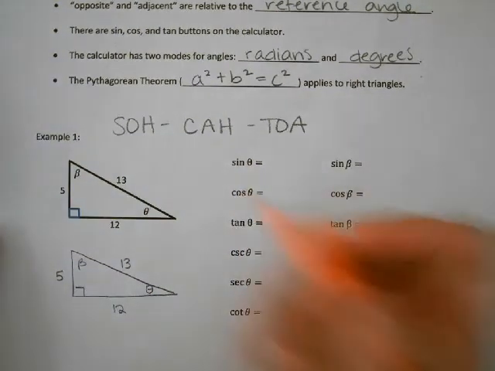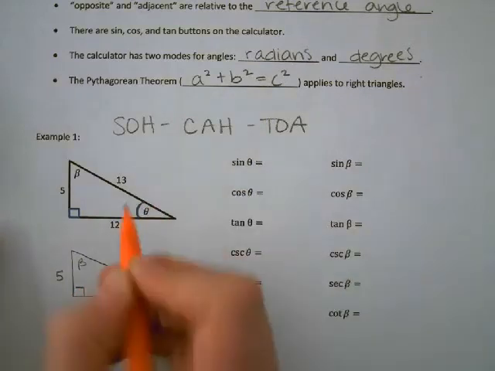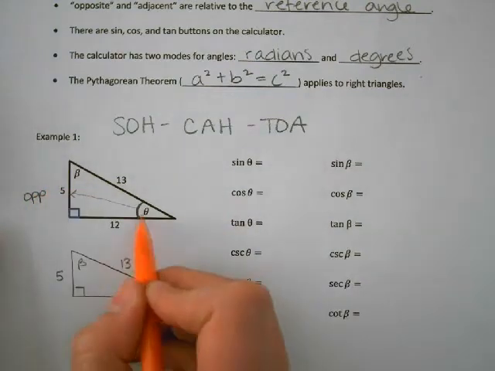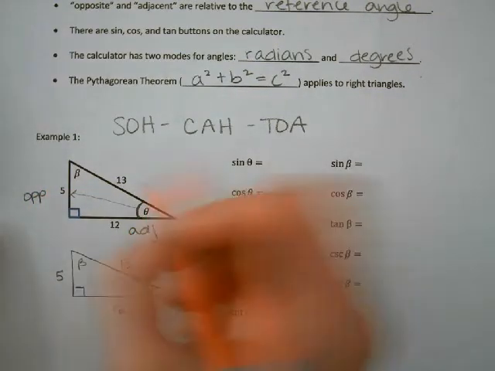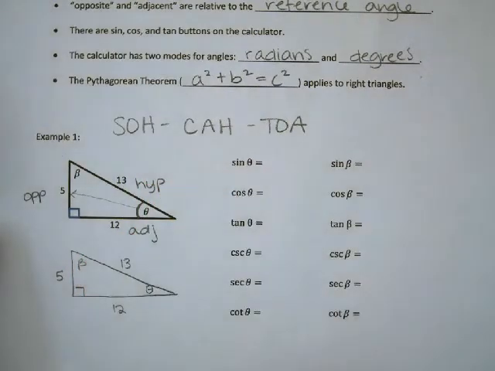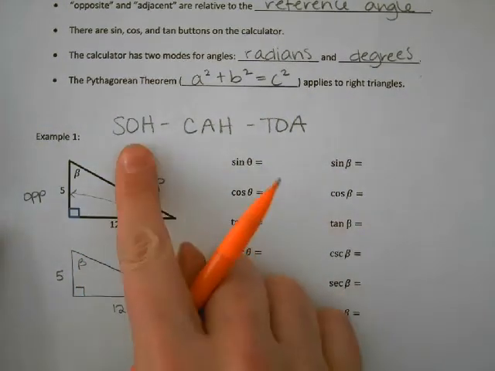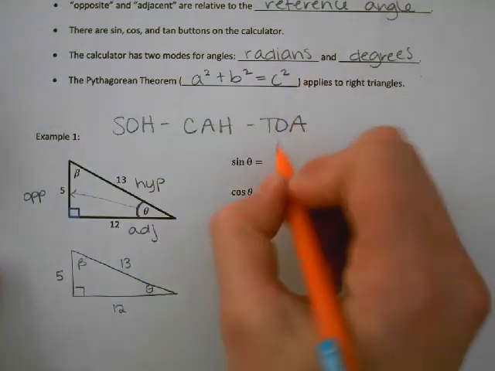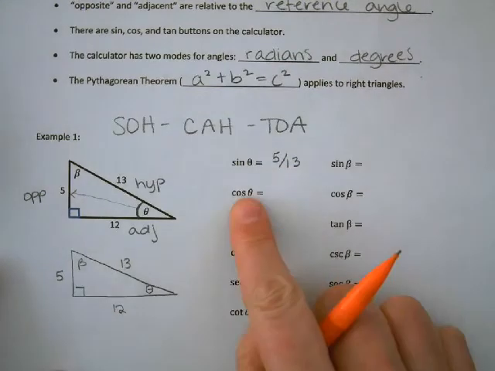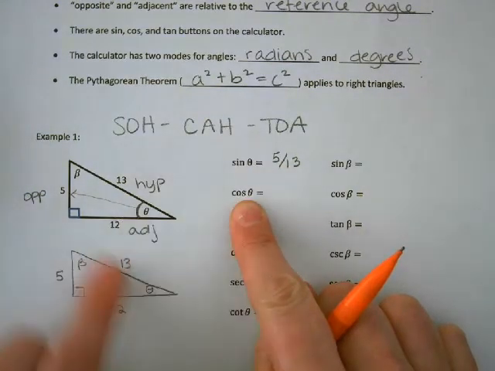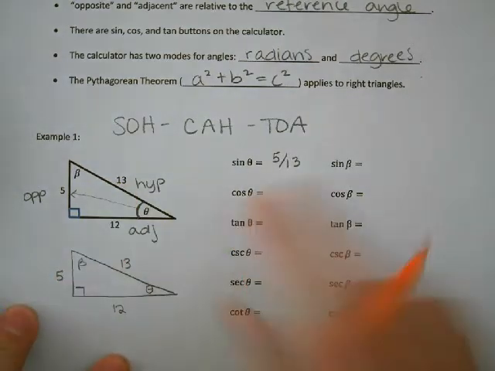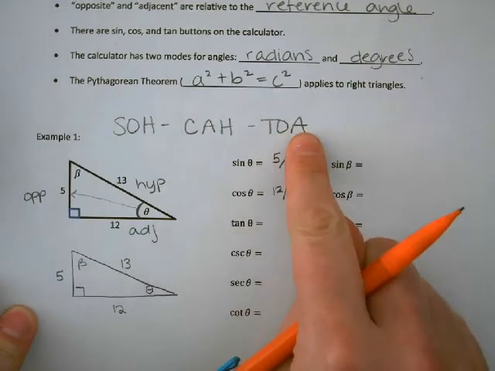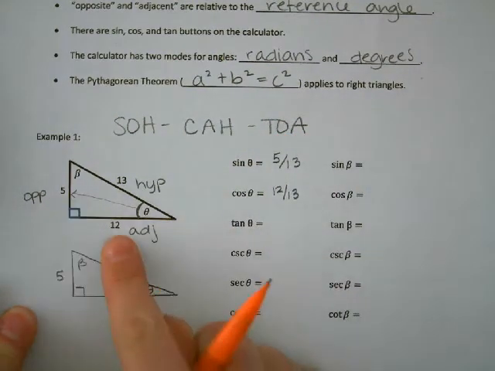So first they're talking about theta. So if this is the angle that we're looking at, that means that this one is opposite. This one is next to it, so it's adjacent. And this one up here is the longest side, so it's the hypotenuse. So sine is opposite over hypotenuse, so 5 over 13. Cosine is adjacent over hypotenuse, so that's 12 over 13. Tangent is opposite over adjacent, so opposite is 5, adjacent is 12.